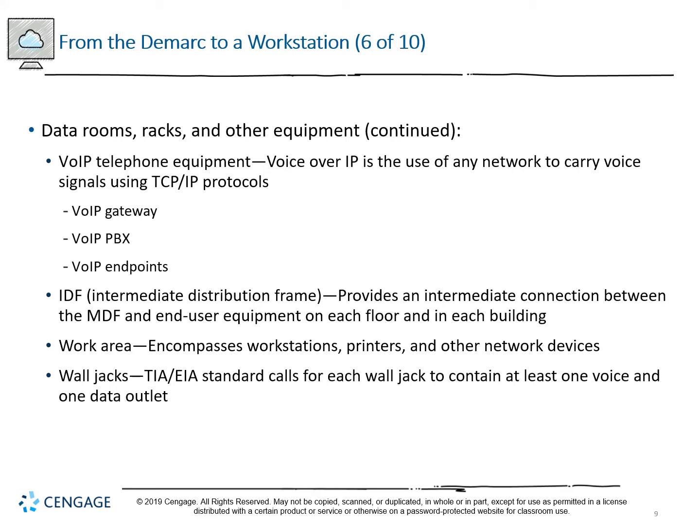We also may have what's called VoIP telephone equipment. VoIP is the use of any network to carry voice signals using TCP/IP. Now there are three things that we may identify as part of a VoIP network to help facilitate this transmission. A VoIP gateway, a VoIP PBX, which I believe is a phone box crossover or something similar to it, and then we have a VoIP endpoint, so that's the actual device itself, like an IP phone.